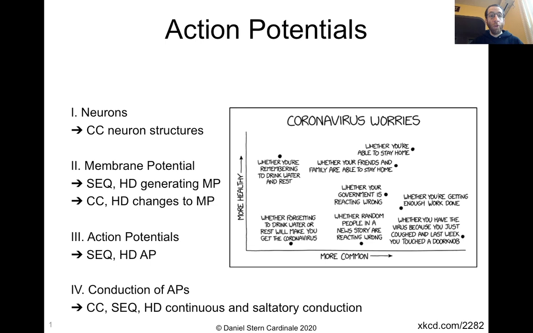We're going to start today talking about neurons, the cells that are involved in synaptic transmission in the nervous system. Neurons are the cells that experience action potentials, so we have to talk about their structure, their morphology, their components before we can get into how action potentials actually work.